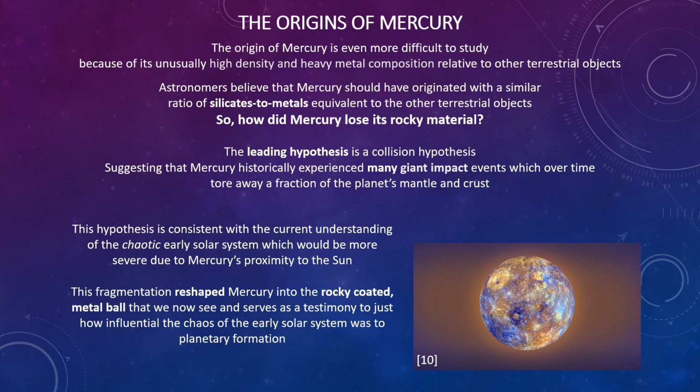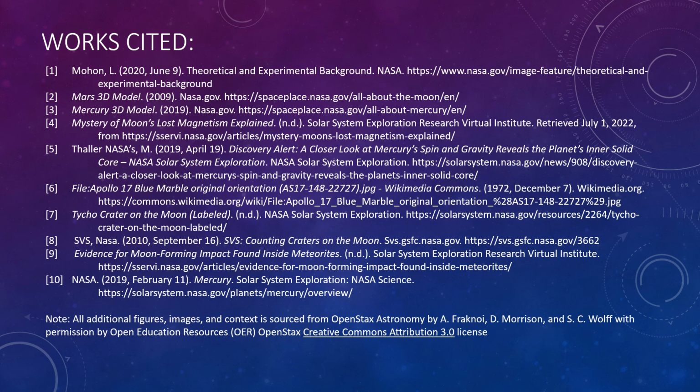But we do know there's a little bit of ice now in those craters near the poles. And Mercury really serves as a testimony to how crazy the early solar system was during planetary formation. This concludes the lecture.